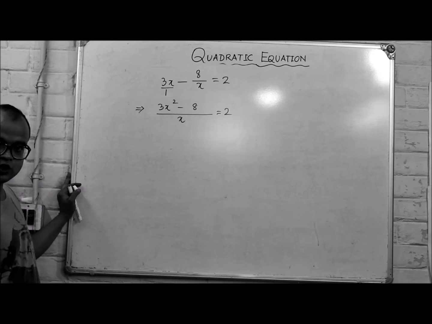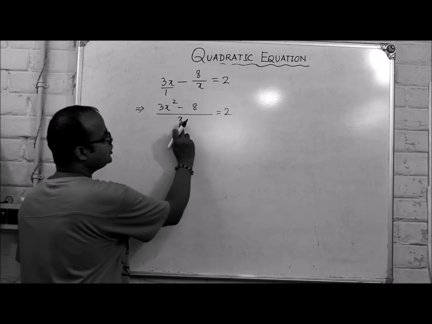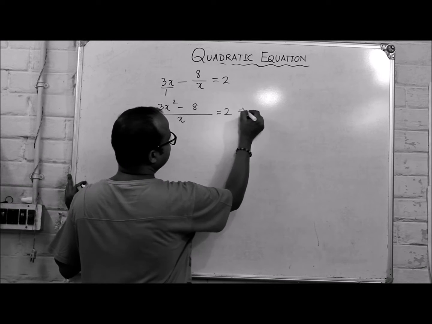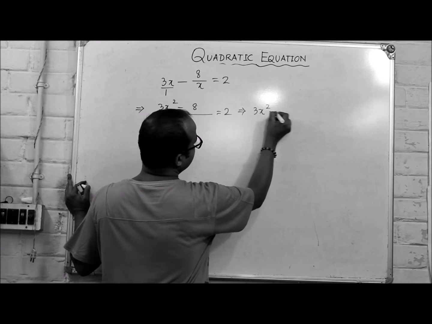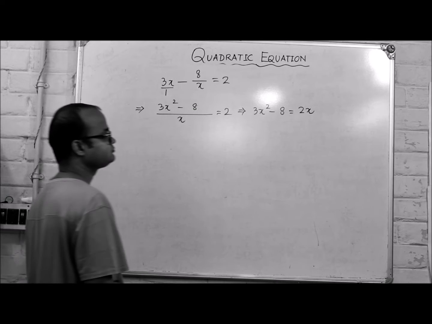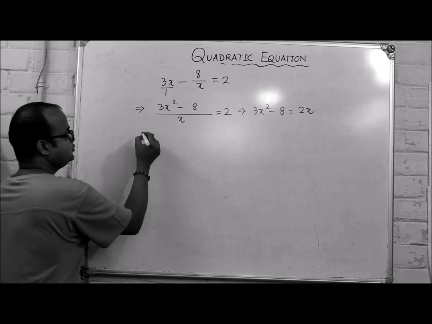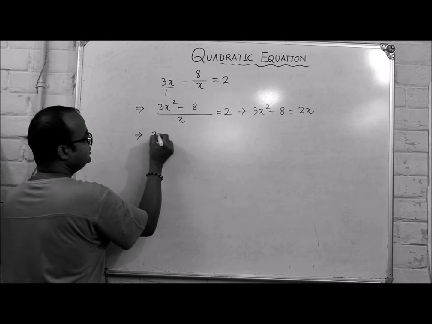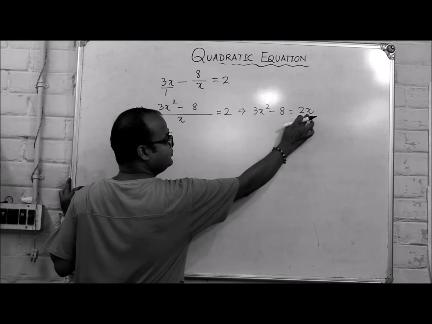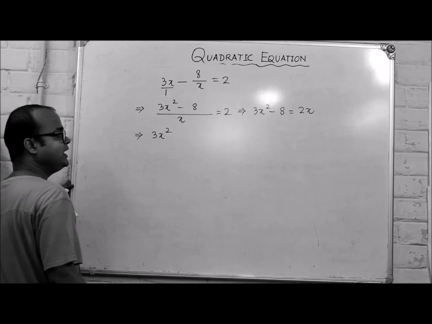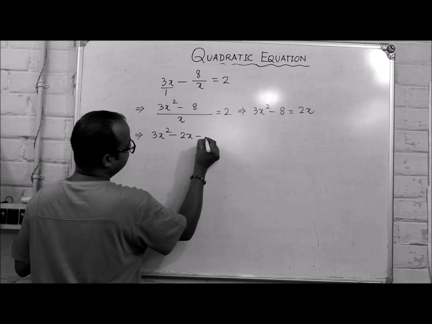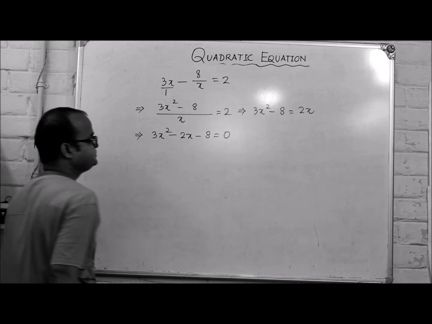Now apply the cross multiplication. If we apply the cross multiplication, this will become 2 into x, 2x. So we get 3x square minus 8 is equal to 2x. So we arrange in the standard form, 3x square term first, then we write the linear term 2x. If we take this to the other side, this will become 3x square minus 2x minus 8 is equal to 0.